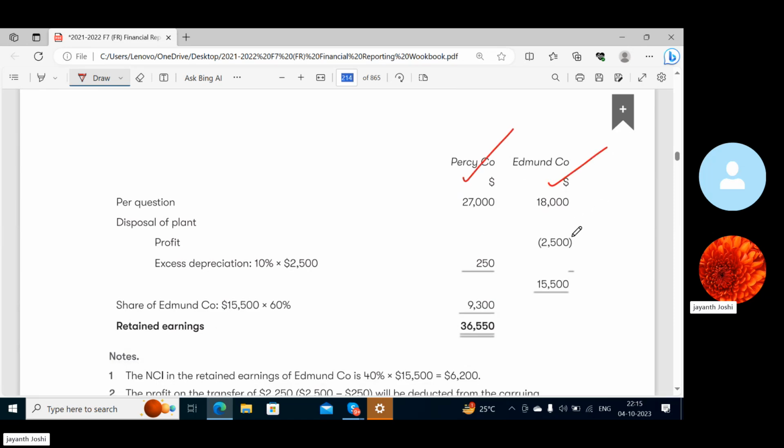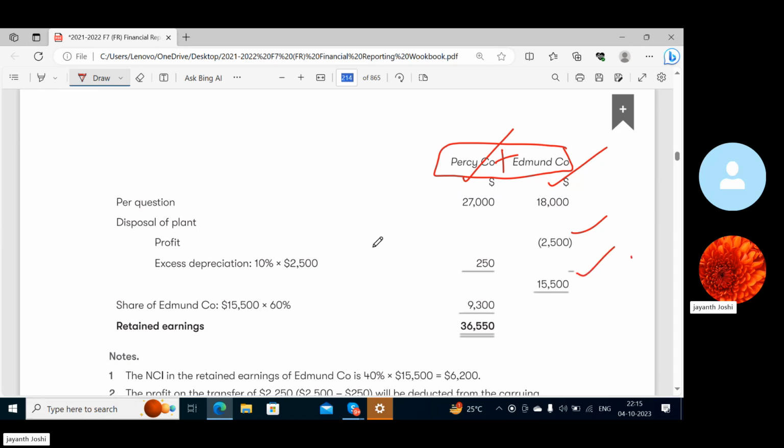We will first remove the unrealized profit, because when you consolidate, this hasn't been earned, because now these two will become one single company. So when there are two companies, how come you will consider that some sale has happened, and how come you will consider that some profit has been earned? Nothing like that. So this is the actual retained earnings.